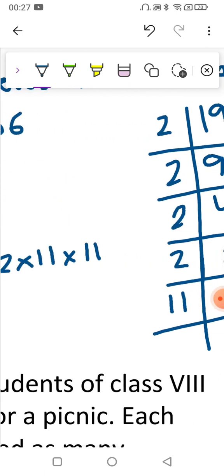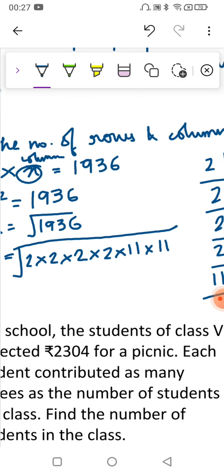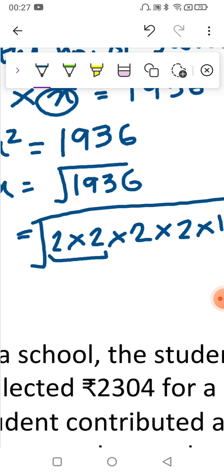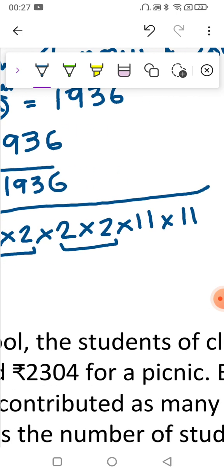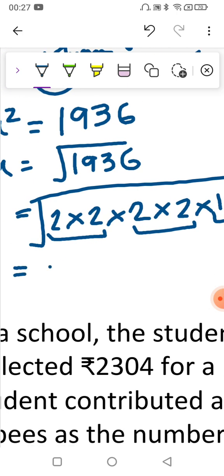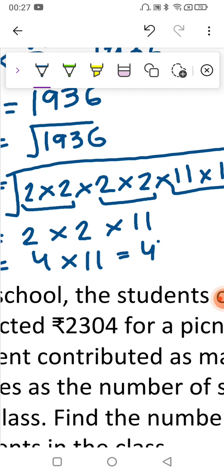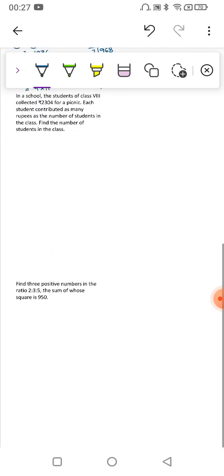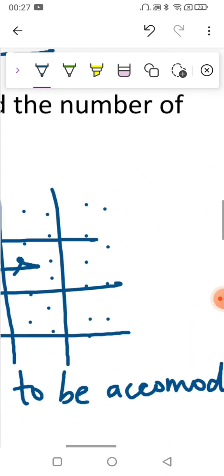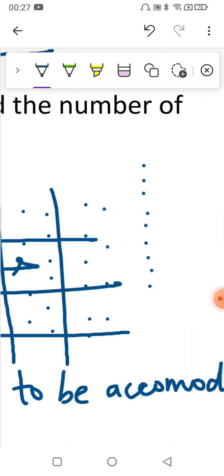11 into 11. Now we will make pairs. This is a pair, this is a pair and this is a last pair. So 2 into 2 into 11, that is 4 into 11, 44 will be the number of rows and columns, which means as per my question there will be 44 students standing this way in proper columns, and 44 students standing this way in proper rows and columns. So this is how things will be arranged.